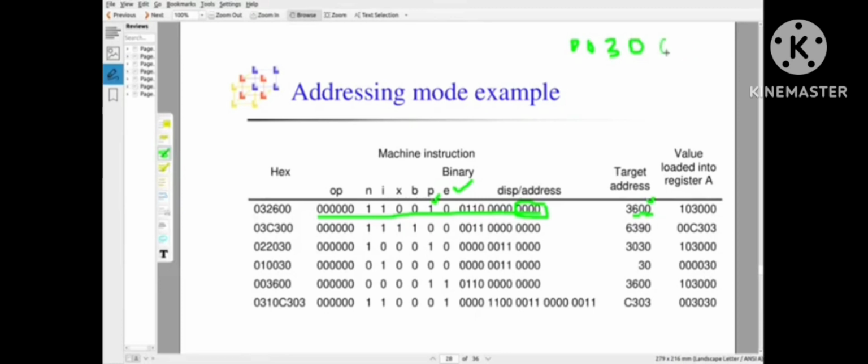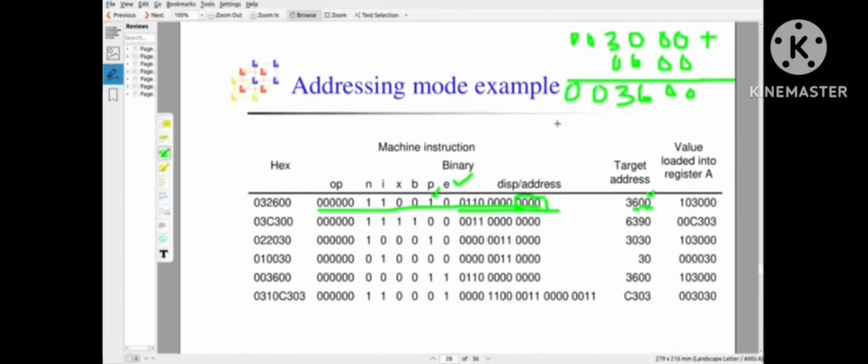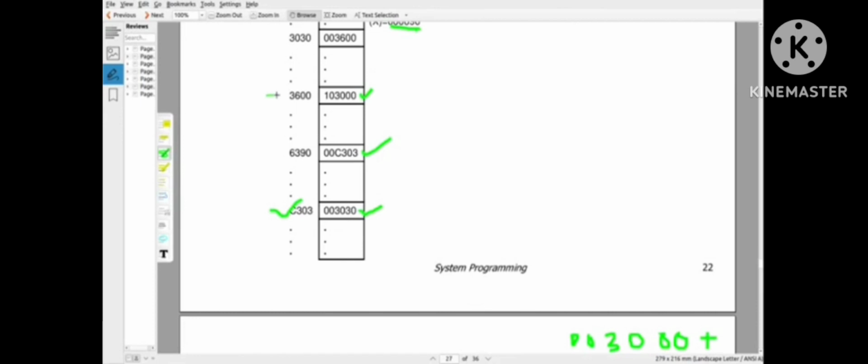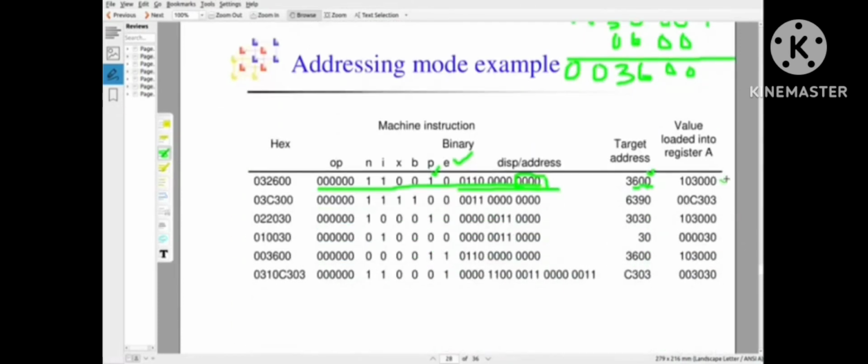Then the target address is 003000 plus what is available in the displacement. The displacement contains 0600. If you add these two values, you get 003600. So this is the target address. So the target address is obtained. Then we will refer to the memory. This is the location obtained, 003600. That memory location contains 103000. That is the value we will get.